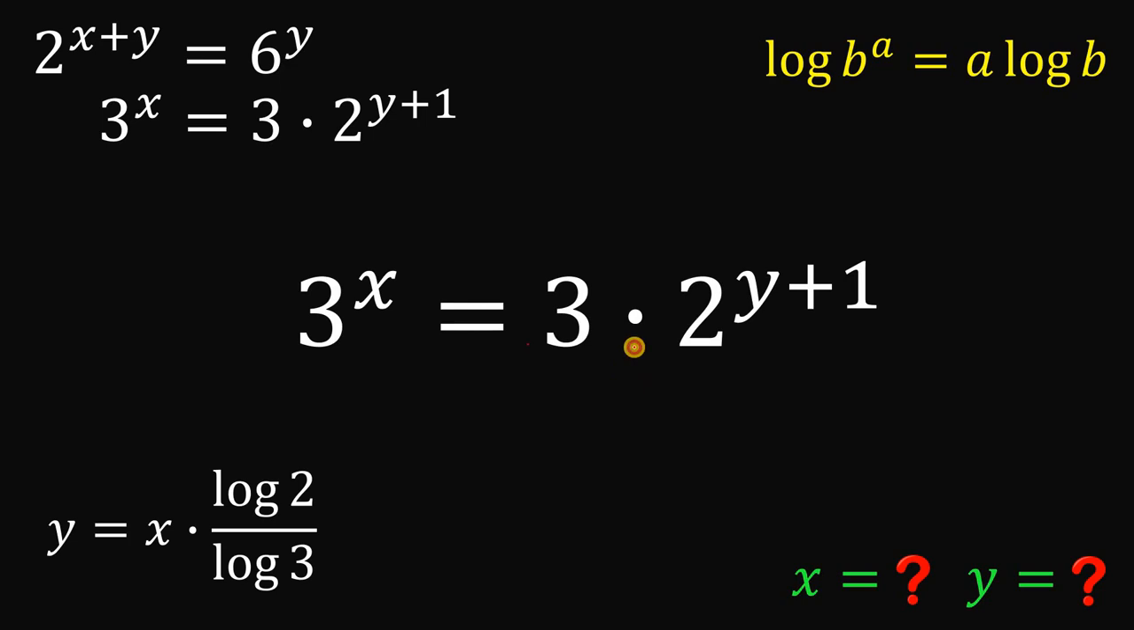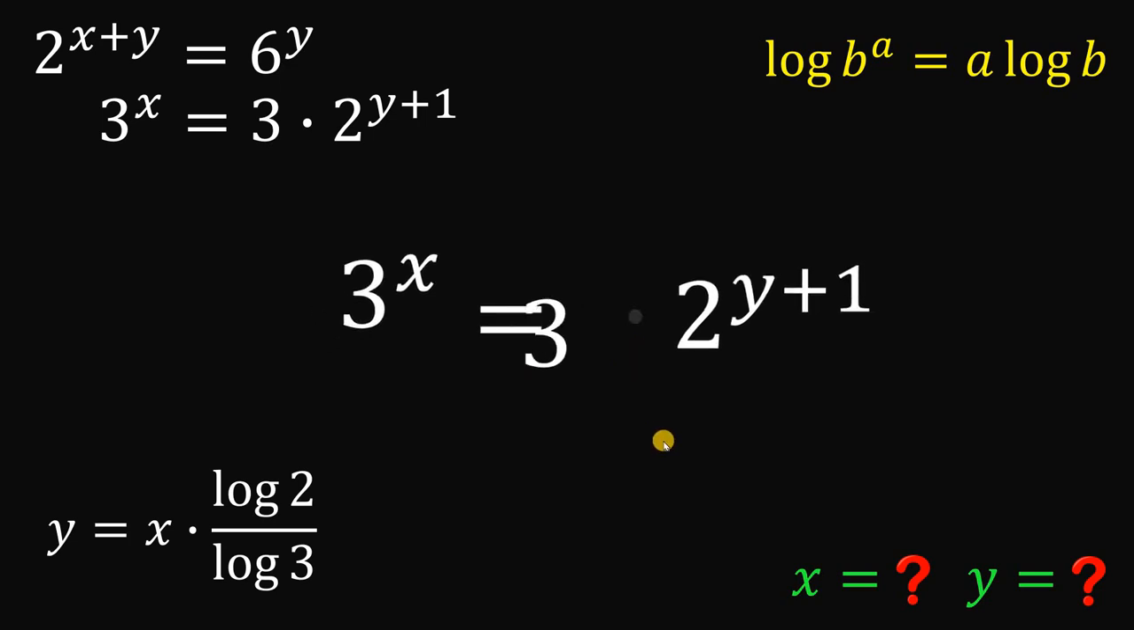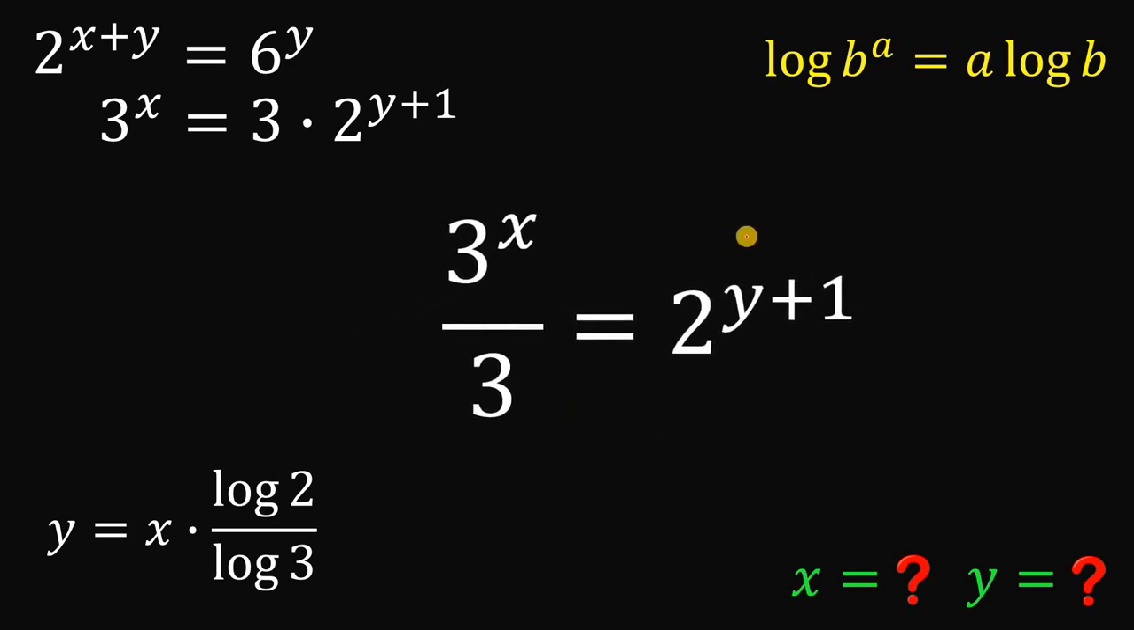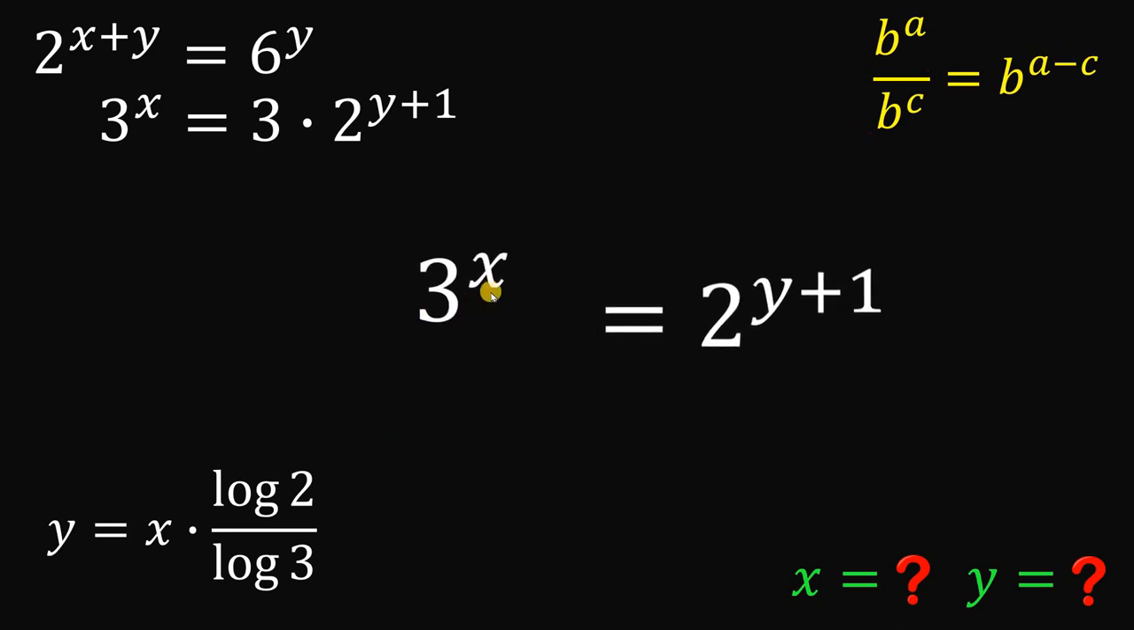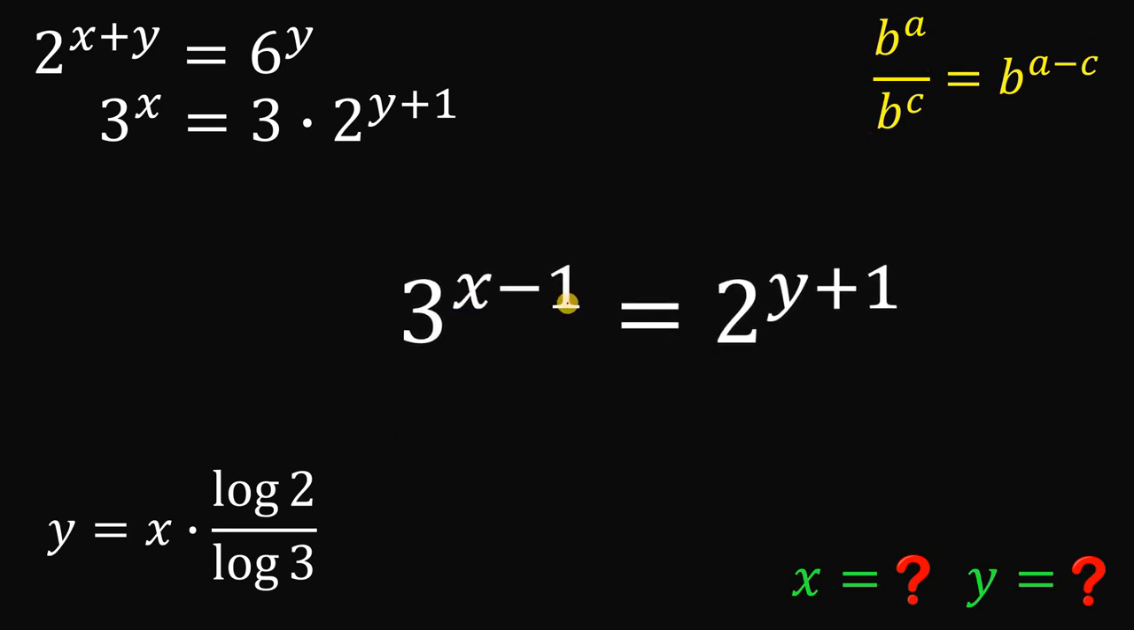Alright. Now, first, let's divide both sides by 3. And then, let's use some laws of exponent. When we have b raised to the power of a over b raised to the power of c, we have the same base and different exponent. So, this can be written as b raised to the power of a minus c. Now, take note, the 3 in this denominator has an exponent of 1. So, the left-hand side of our equation can be written as 3 raised to the power of x minus 1.